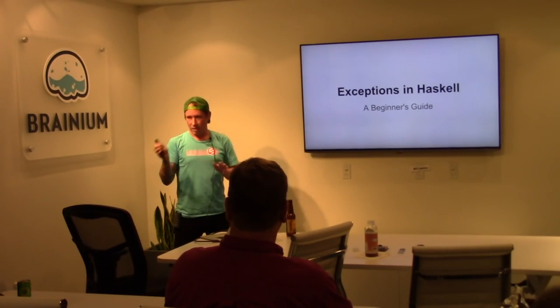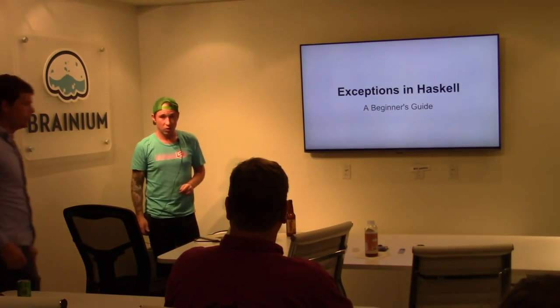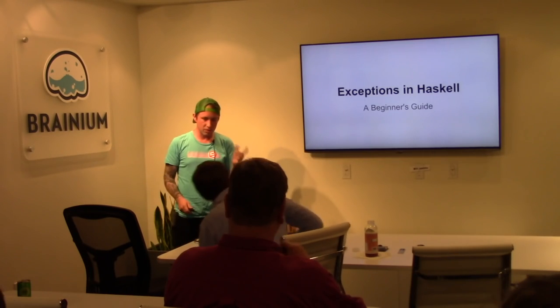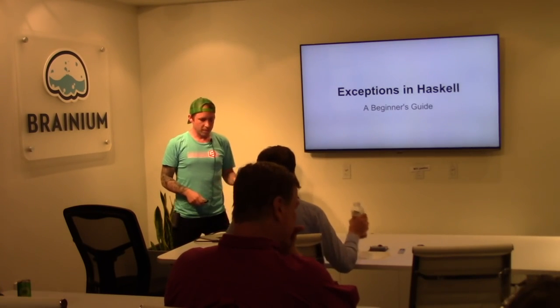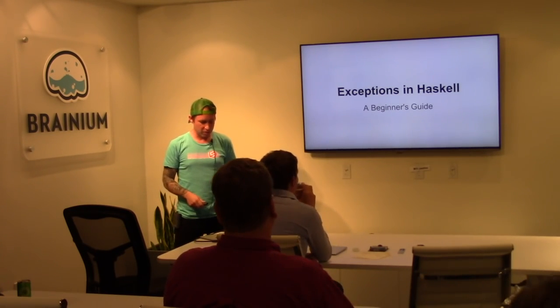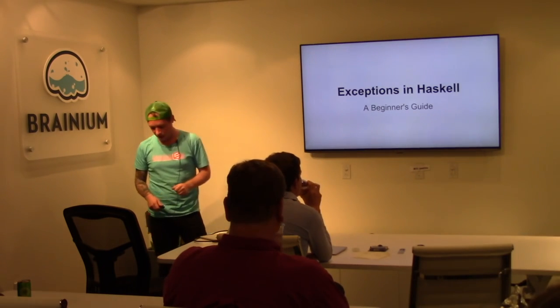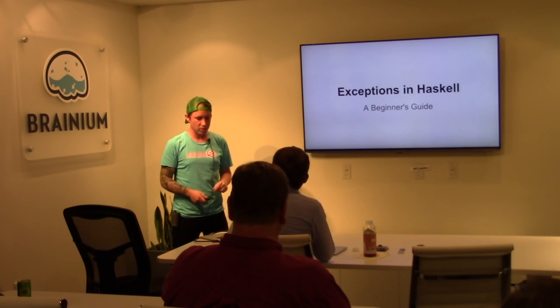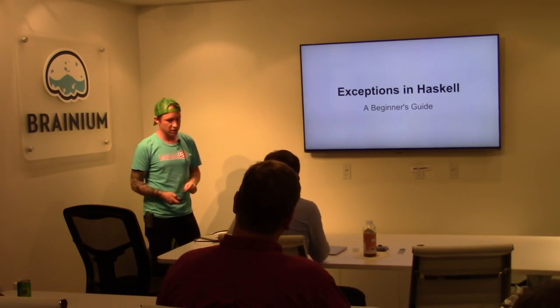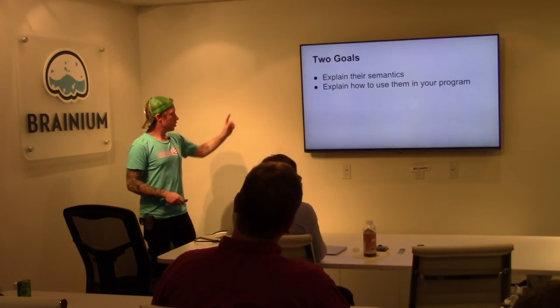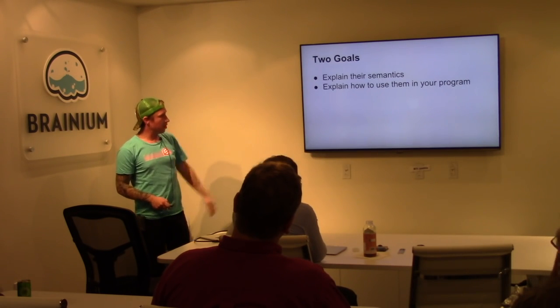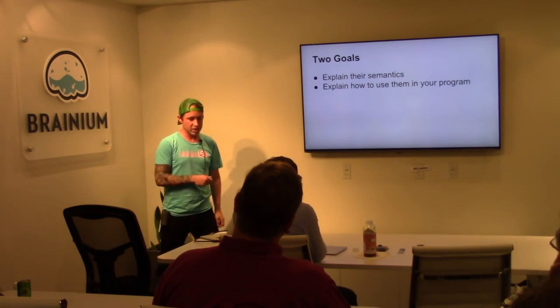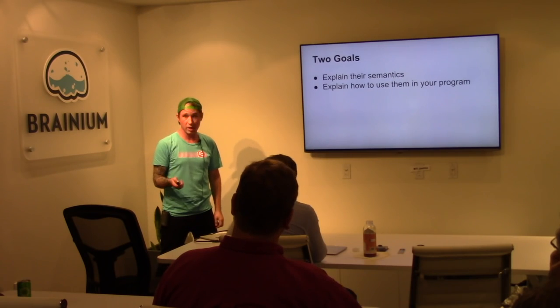So there's that. I'm going to give an overview of the Control.Exception API, give you some ideas on how you can use it, and show you the semantics for exceptions bolted on to Haskell that you encounter in GHC today. As I mentioned, I'm going to explain the exception semantics in Haskell and GHC specifically, and show you how to use them in your program.